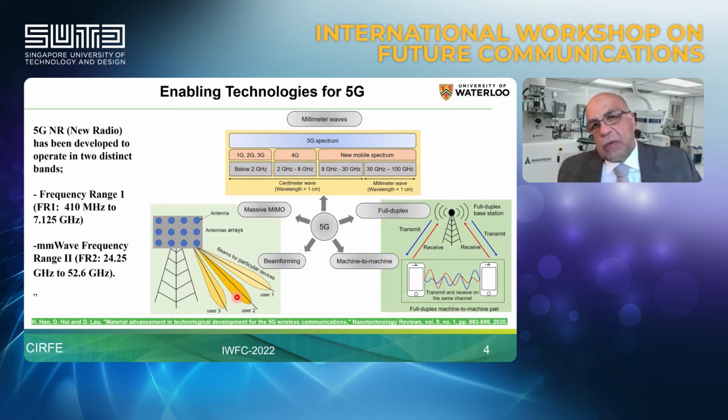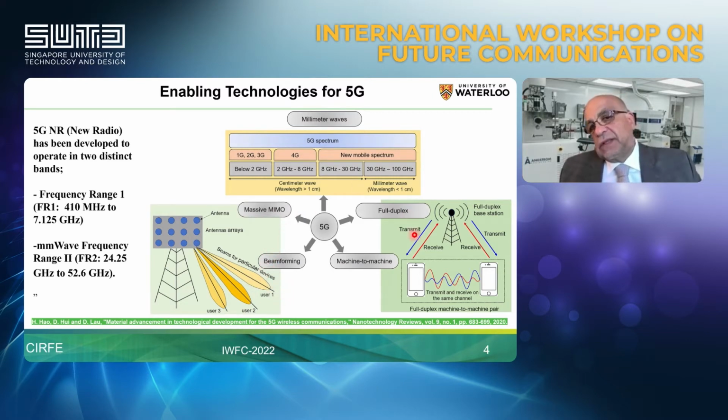Now, particularly for 5G, we need to use millimeter wave. We have the so-called sub 6 gigahertz, which is actually 400 megahertz up to 7125 megahertz, frequency range one. Still people call it sub 6 gig. And the millimeter wave, 24 to 52.6 gigahertz. But here, the PCM technology shines over the semiconductor technology, as we will show you.